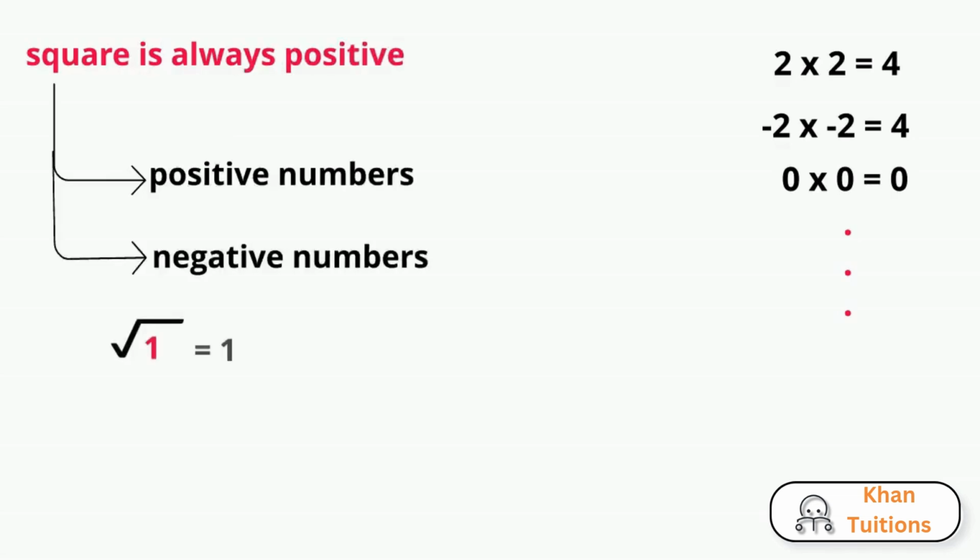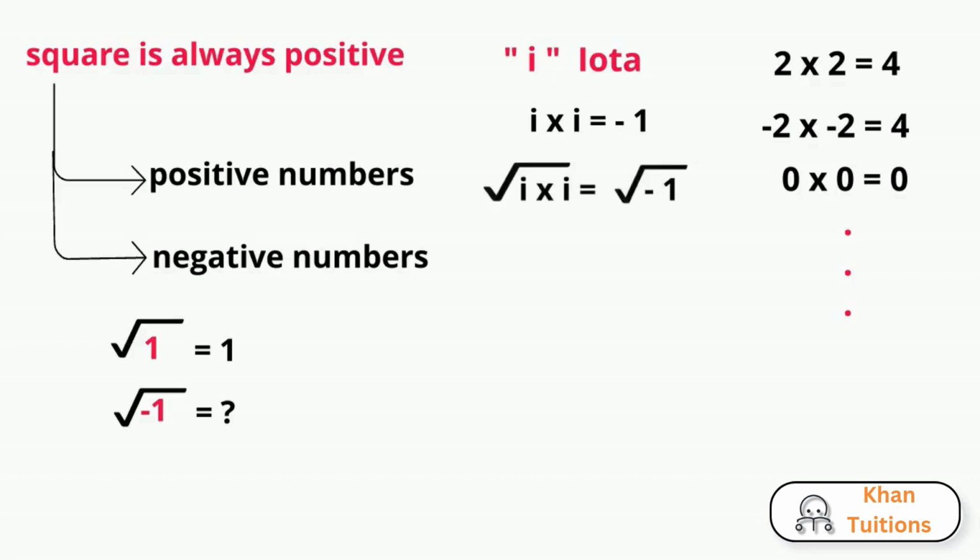The square root of positive 1 is 1. But what about the square root of negative 1? Does the square root of negative 1 exist? Well, there is such a number called i, for imaginary, that can do this. i times i is equal to negative 1.